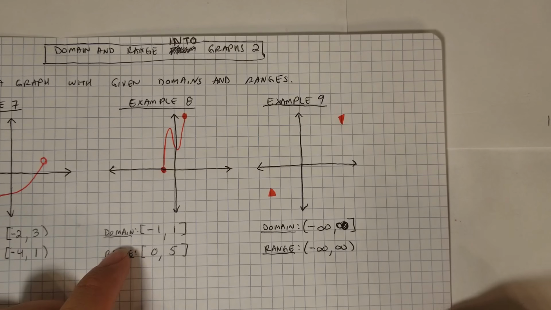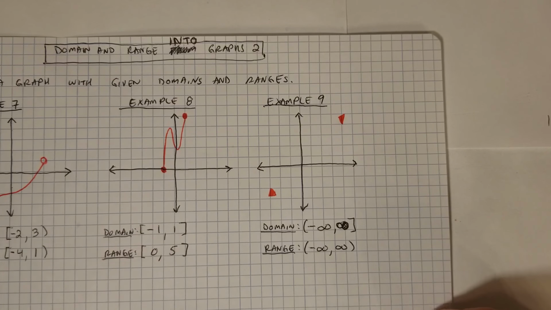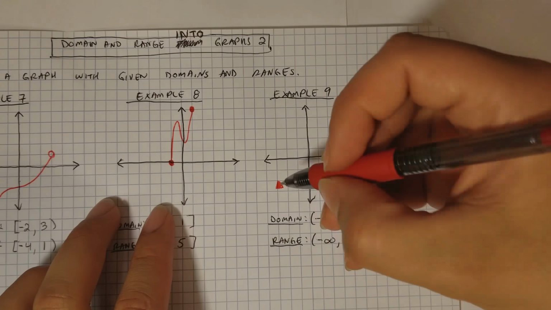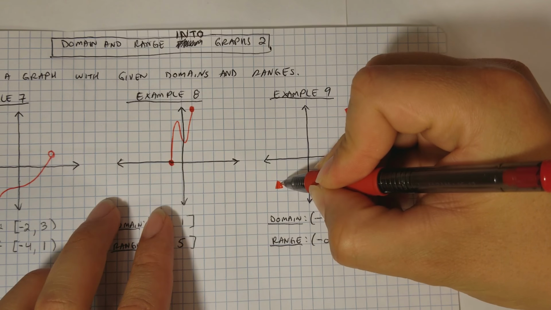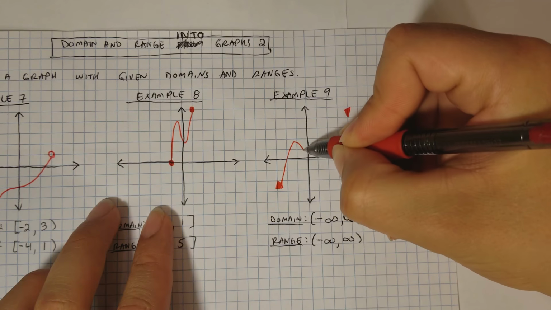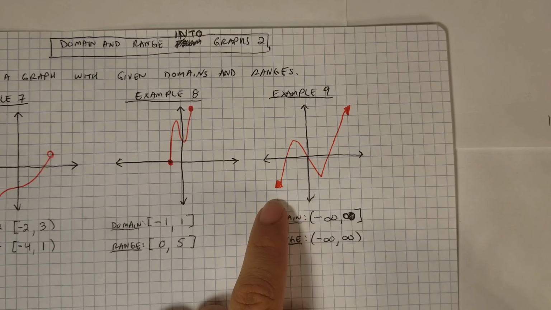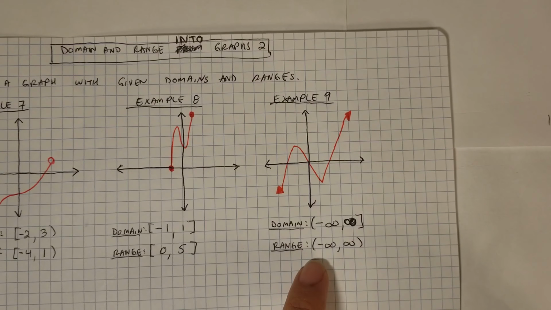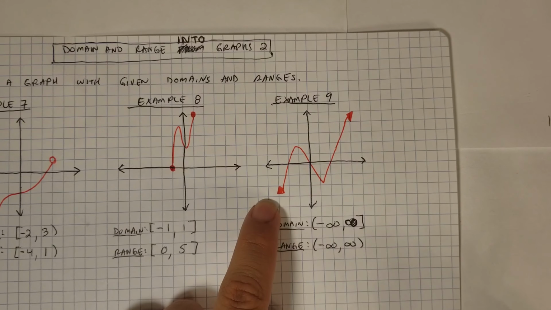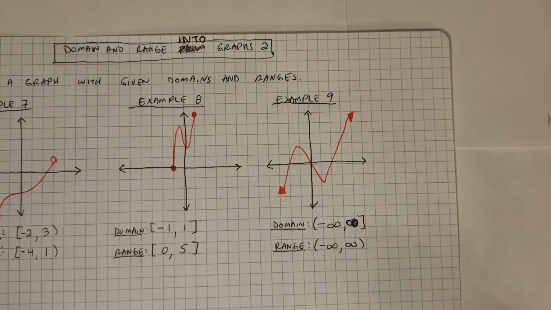Okay, so all you have to do now is draw the function. What that function looks like is up to you. So I'm going to make my function go up, down, and then up again, and there we go, done. So this function has domain and range -infinity to +infinity, right? It goes down and to the left forever. It also goes up and to the right forever.